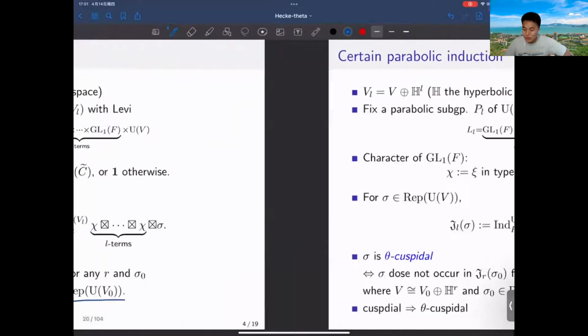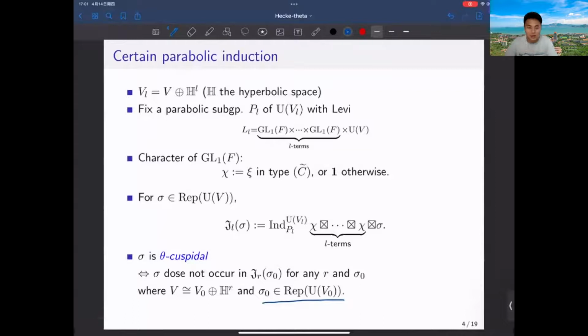So there are a lot of interesting properties for sigma which it has if you compare to the cuspidal representation in the theta correspondence. In particular, all the cuspidal representations are theta cuspidal by this definition.